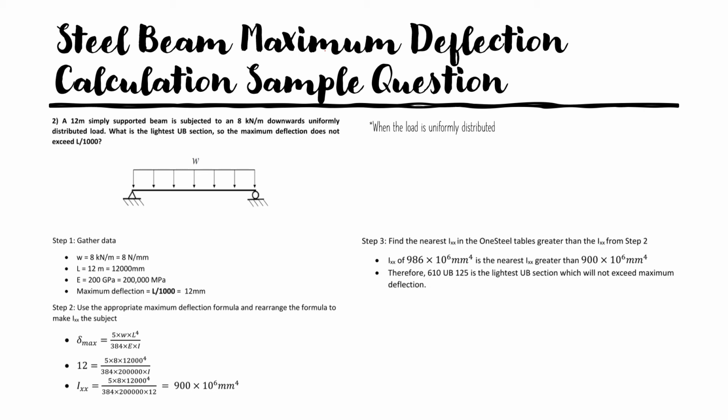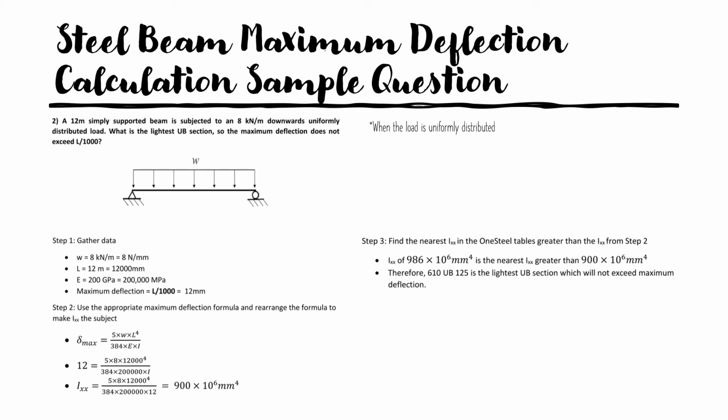Firstly, we know the UDL equals 8 kN per meter, which equals 8 newtons per millimeter. Then we know the length of the beam is 12,000 millimeters. After which, as I mentioned in the previous slide, the uppercase E equals 200,000 megapascals.